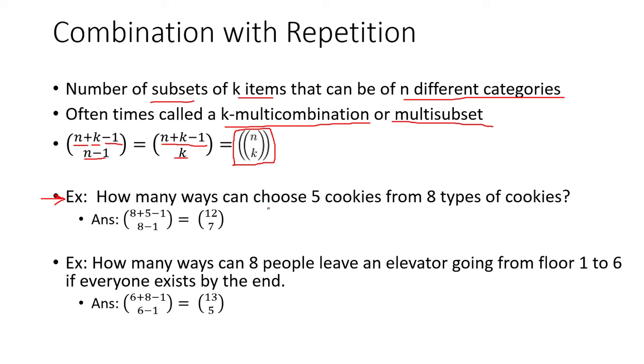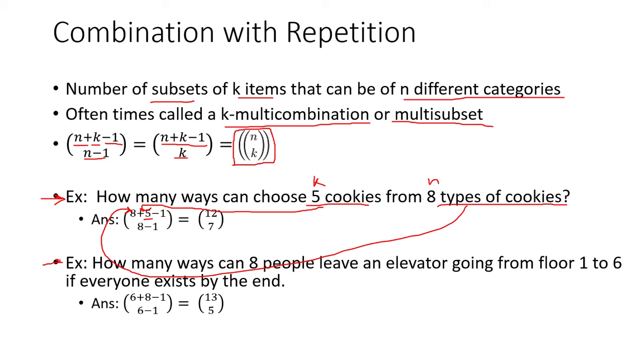How many ways can we choose 5 cookies from 8 different types of cookies? Well, we're going to be taking a subset of 5 items, right? Because we're choosing 5 cookies. And we've got 8 total types, right? Yeah, we have 8 total types. So we just plug in our numbers into the formula. This is k because that's the number of items in our subset. And then this 8 would be n because that's the number of categories. So that'll give us 12 choose 7.